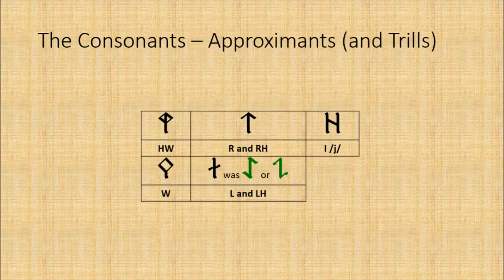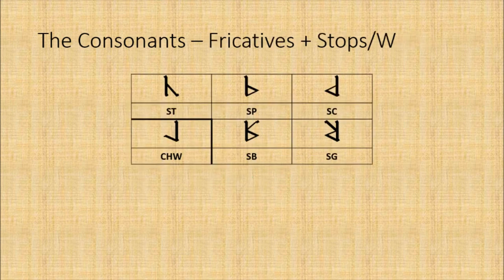The approximant and trill consonants. RH and LH are such rare sounds in Sindarin that they don't get their own Cirth. Use the R Certh for RH and the L Certh for LH. Some consonant combinations, fricatives plus stops or a W. Because I didn't include CHW with the other fricatives, I've included it here. Oddly enough, there is no SD Certh. If you want, you can borrow the letter from the earlier version, which is this.